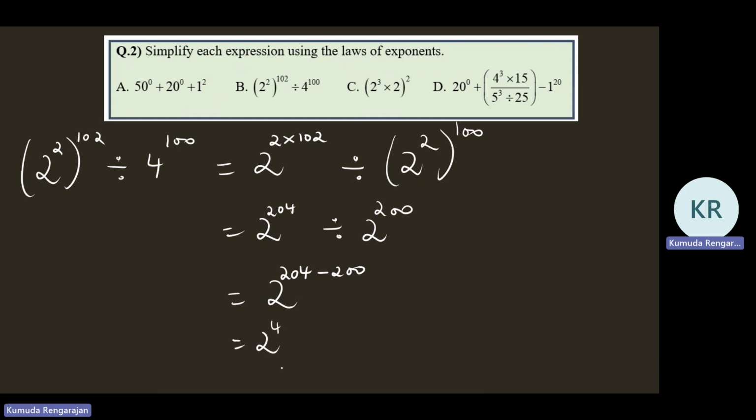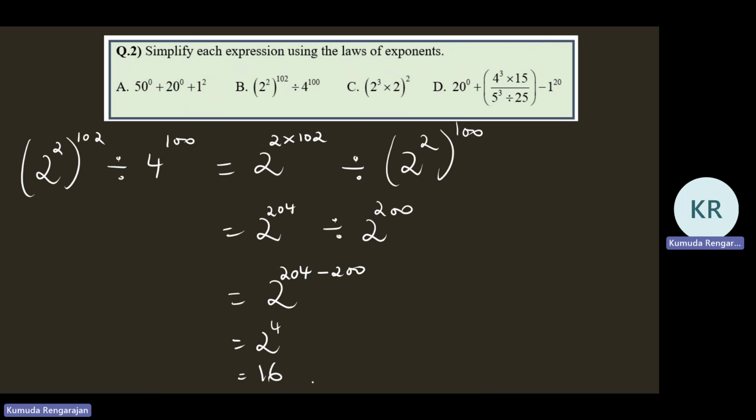Now this is easy to find, so you can find the value. 2 into 2 into 2 into 2, 16. How do you multiply this? 2 into 2, 4. 4 into 2, 8. 8 into 2, 16.